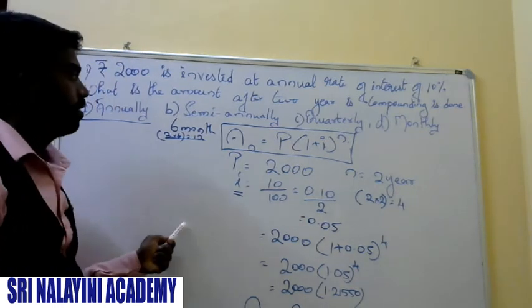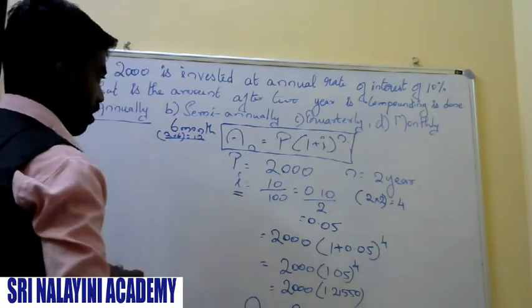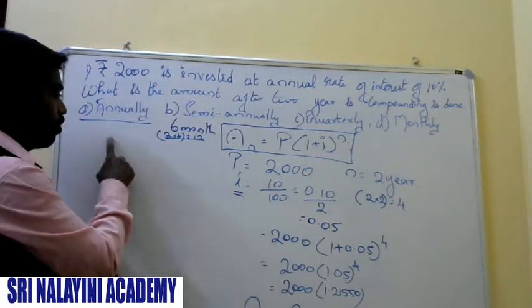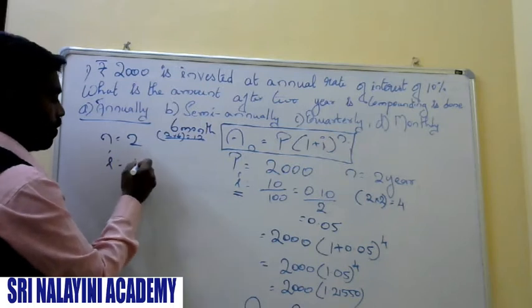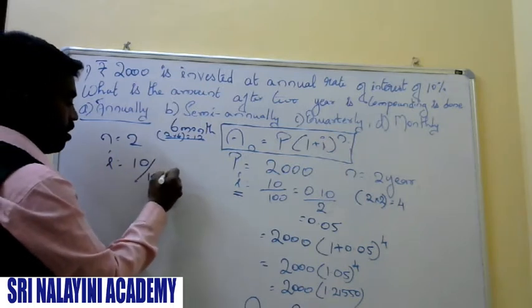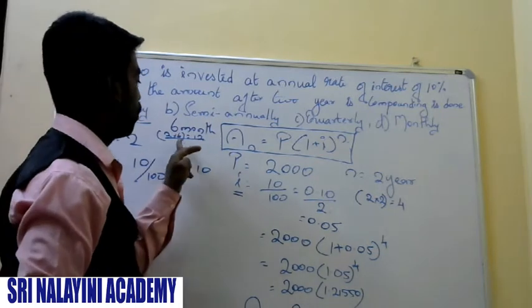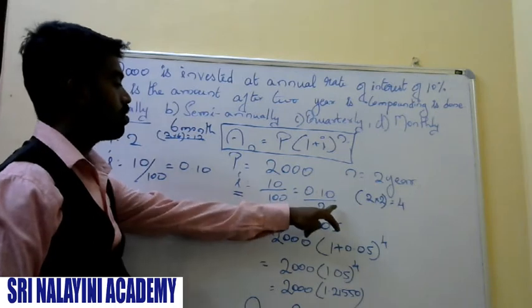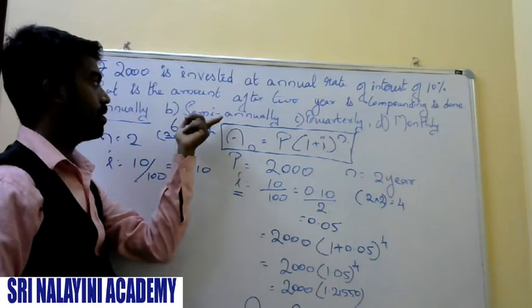Please take notes. Then I am going to take the quarterly. The easiest one is annual: the number of years will not change. N is equal to 2 and I is equal to 10%, so you will get 0.10. For semi-annually, you are going to divide by 2, because on the conversion method they are changing. I is equal to 0.10 divided by 2 and number of years 2 into 2, 4. These are the changes in semi-annually.